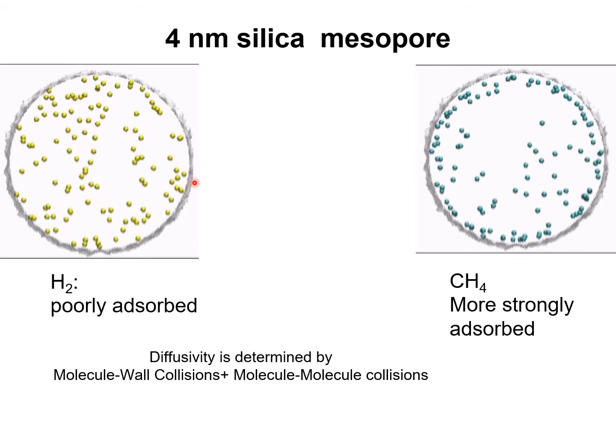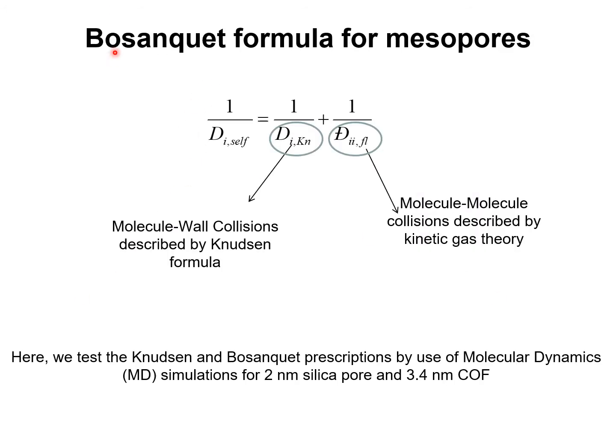In order to determine the diffusivities of these two gas molecules, we need to combine molecular wall collisions with the molecule collisions to determine the diffusivities of any gas inside a mesopore. In the literature, the formula for such a combination has been derived by Bosanquet, where the self-diffusivity of any gas molecule inside a mesopore is considered to be a sum of the resistance due to the molecule wall collisions and the resistance due to molecule collisions. The molecule wall collisions are described by the Knudsen formula, and the molecule-molecule collisions are described by the kinetic gas theory.